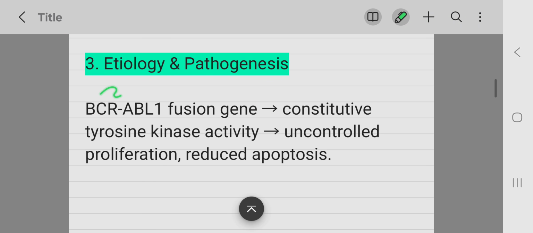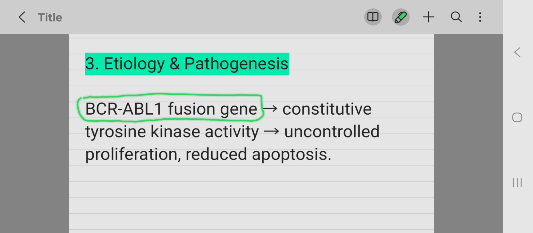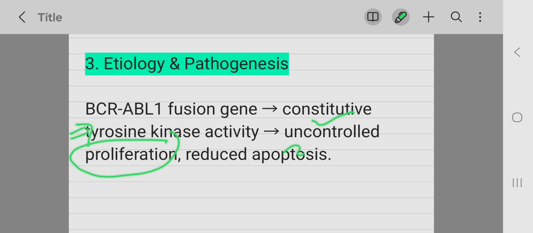So I have told you that the main cause is the BCR-ABL1 fusion gene, and it leads to an increase in tyrosine kinase activity. And when there is increase in this tyrosine kinase activity, it leads to uncontrolled proliferation and reduced apoptosis, leading to increase in the myeloid series.